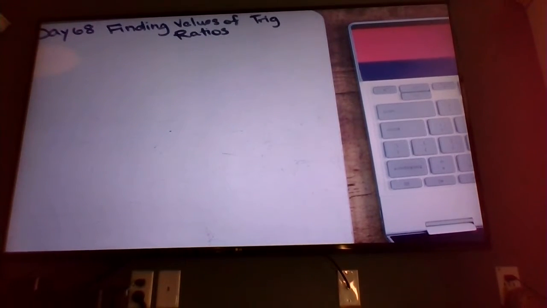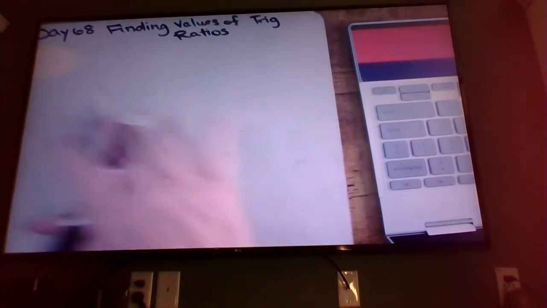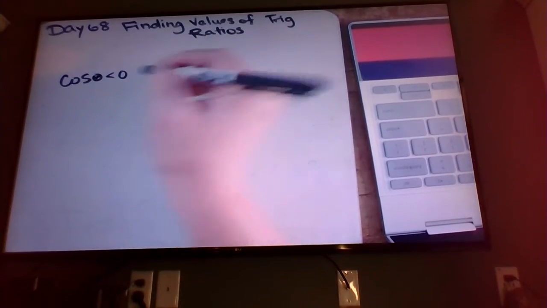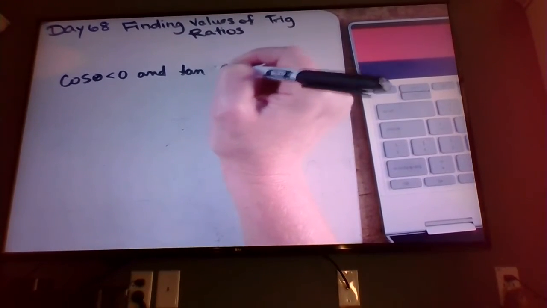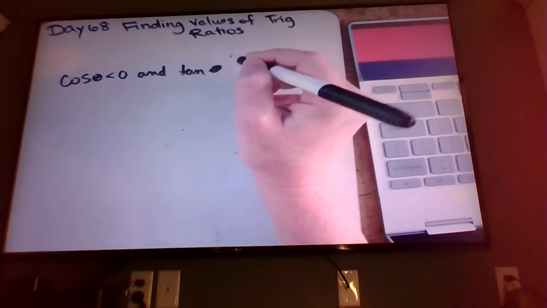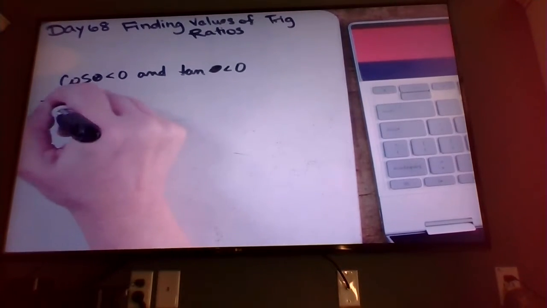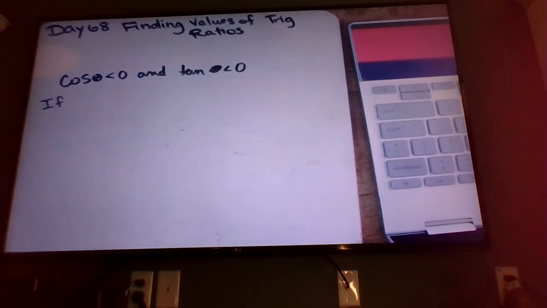Okay, so this is day 68, finding values of trig ratios. So we did a little bit of this yesterday. If you know the cosine of theta is less than 0 and the tangent of theta is less than 0, you have to justify where this happens, where theta terminates, or if it doesn't exist, why it does not exist.